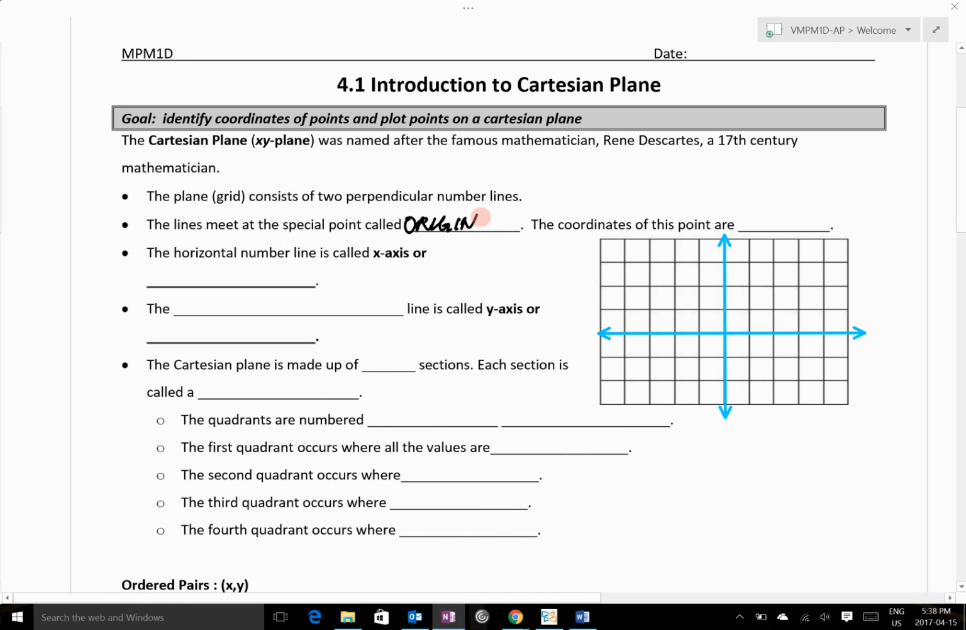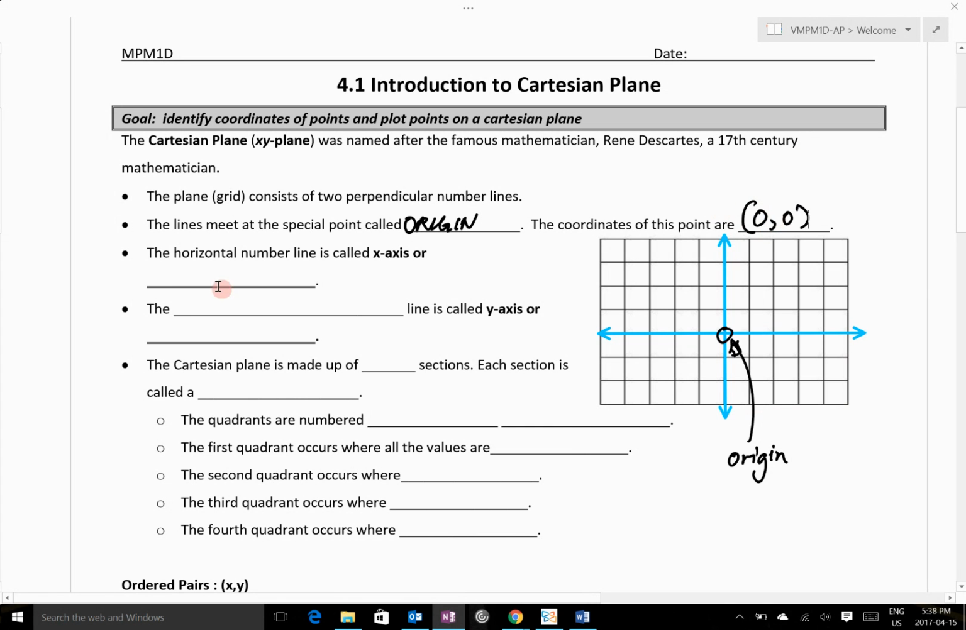Okay, so on my diagram here, the origin would be right here in the center. So I'm just going to quickly label this origin. Okay, the coordinates of this origin point, we define this as a coordinate system, and this coordinate system is giving this point 0, 0.